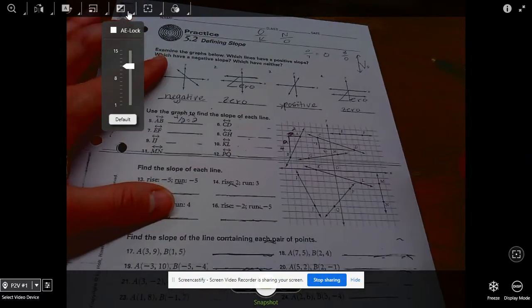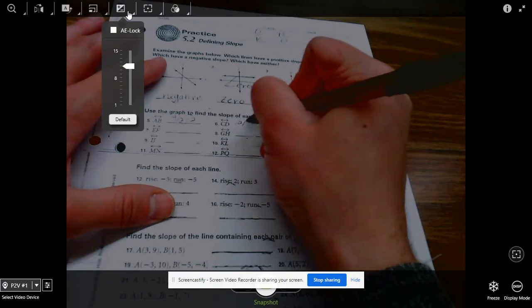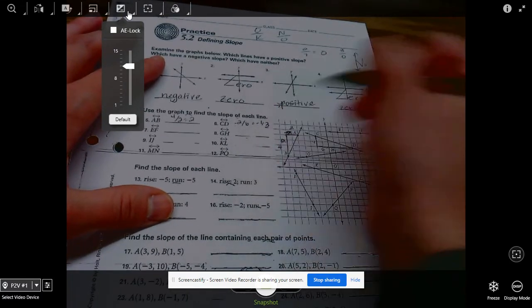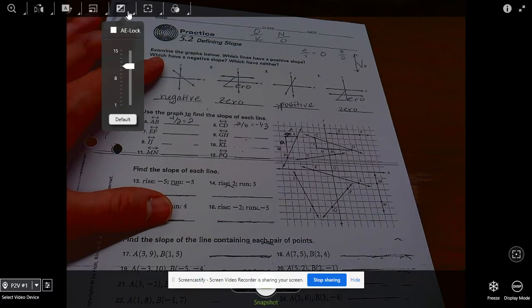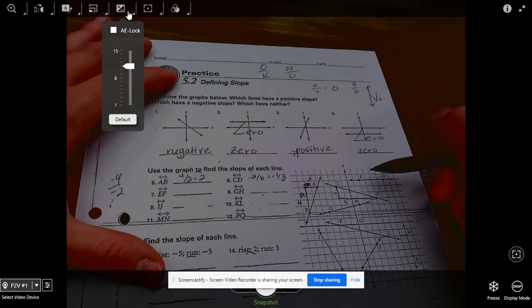So let's try number 6 together. CD. So if you're starting from C, you're going down 2. You're going over 6. So it equals negative 1/3. All right, pause the video, try the rest on your own, and then we'll come back. EF. Oh, look. 0. 0 slope.